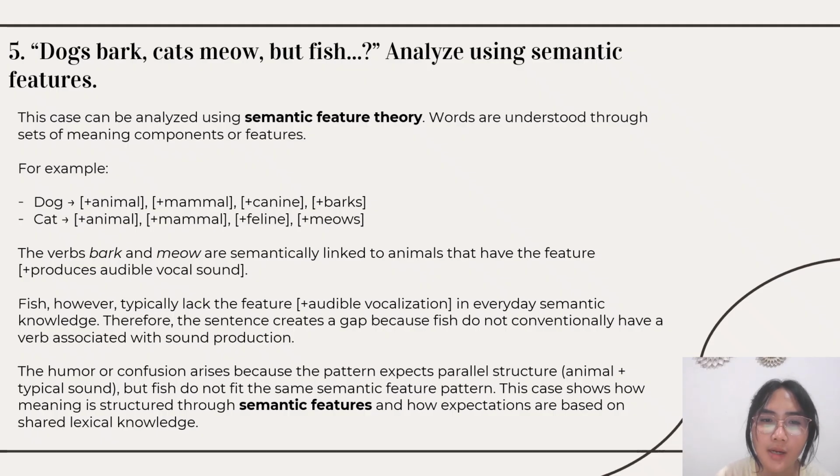The verbs bark and meow are semantically linked to animals that have the feature of producing audible vocal sound. Fish, however, typically lack the feature of audible vocalization in everyday semantic knowledge. Therefore, the sentence creates a gap, because fish do not conventionally have a verb associated with sound production.